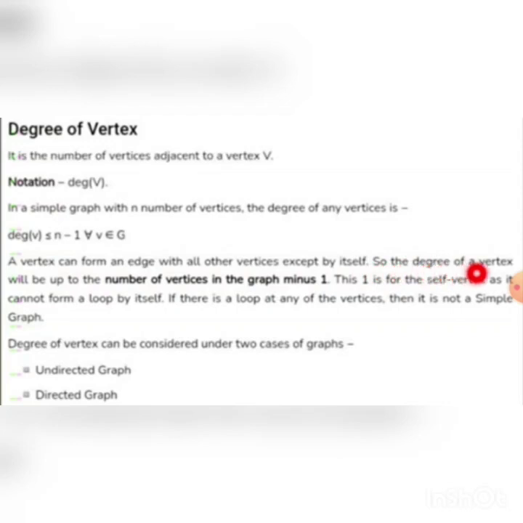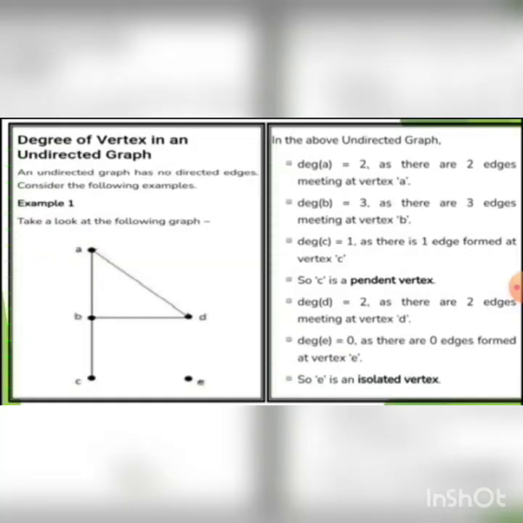So the degree of a vertex will be up to the number of vertices in the graph minus 1. This 1 is for the self vertex as it cannot form a loop by itself. If there is a loop at any of the vertices, then it is not a simple graph. Degree of vertex can be considered under two cases of graphs. First is undirected graph and the second one is directed graph.